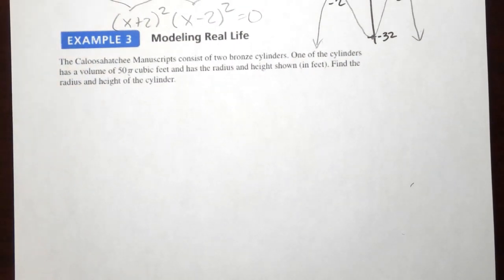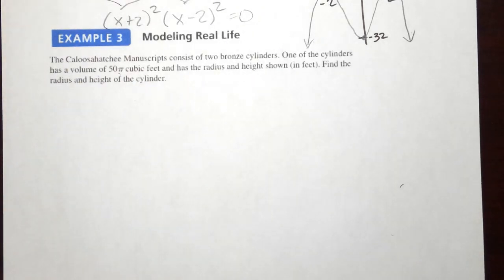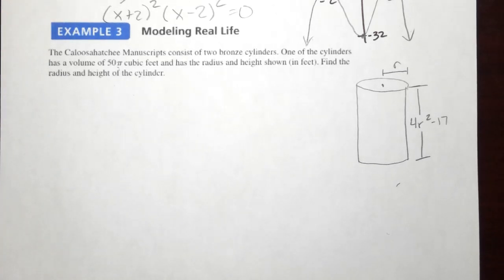All right, last one, our favorite type of questions, word problems. Last example. I'm just going to call that the C manuscripts. I'm not even going to try it because I'm going to sound like a crazy person. The C manuscripts consist of 2 bronze cylinders. One of the cylinders has a volume of 50 pi cubic feet and has the radius and height shown in feet. Find the radius of the cylinder. And she did not put the picture on here. Give me a minute. I'll draw the cylinder with the stuff that should be on here. Okay, there's the picture that you're supposed to have.